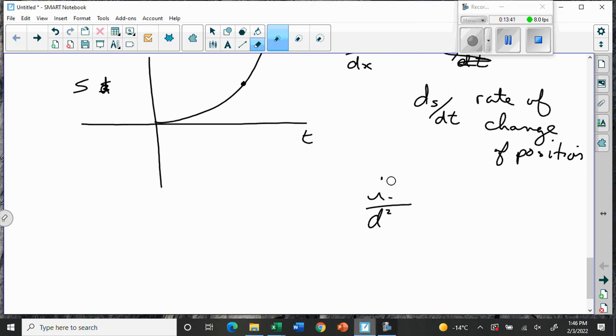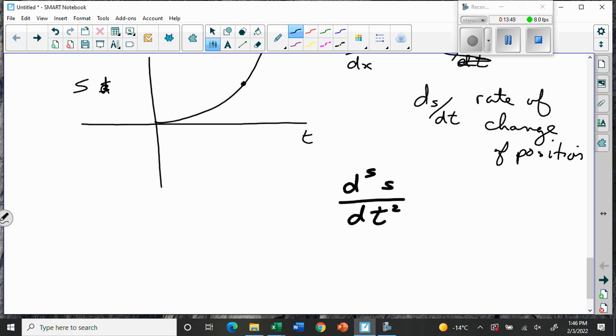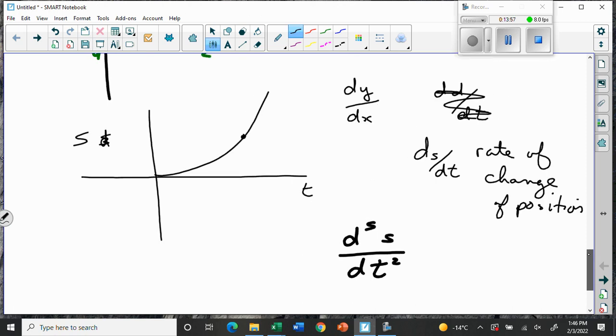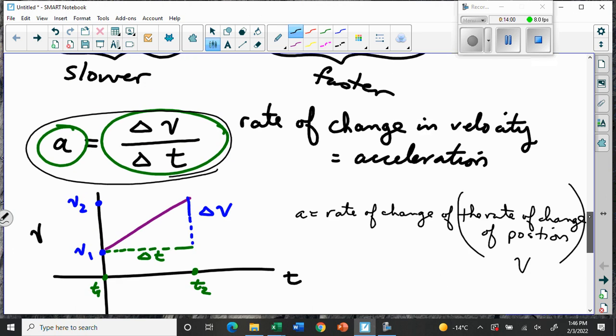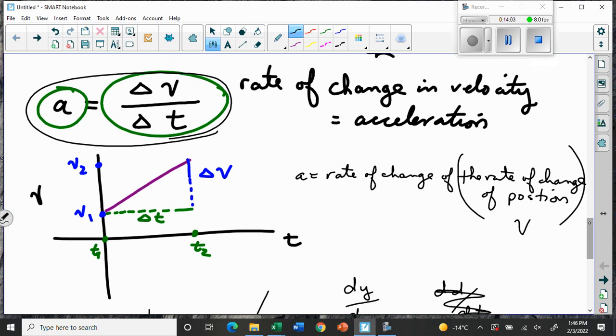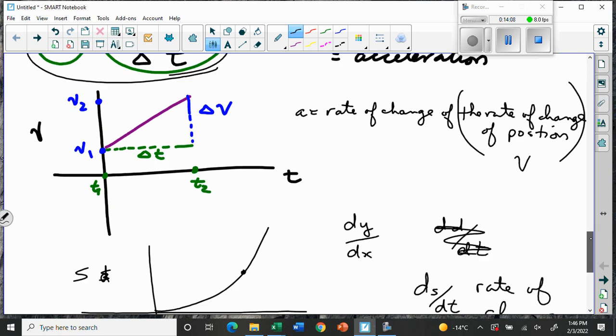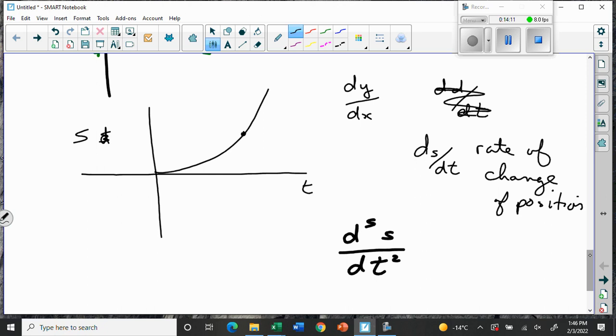Let me just erase that. Went too fast there. d squared s by dt squared, which is like the derivative of the derivative. So it's the rate of change of the rate of change of position, right? And so you can see how these notations mean the same sorts of things as these slope equations. It's just that we're using slopes on very easy graphs that are all nice straight lines or simple curves. Whereas in calculus, you can do the same procedure with the graph of anything by this idea of the derivative. And so you would have learned that in your calculus class.